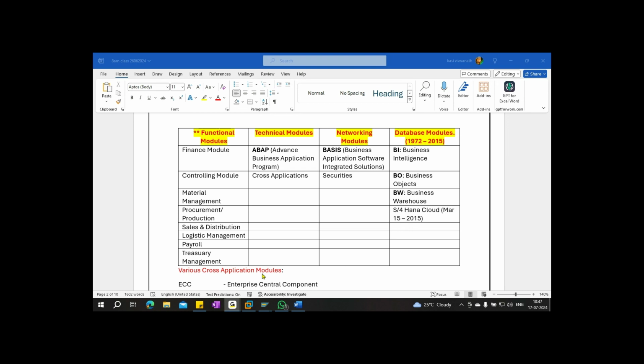Like in general, what are the programming languages? C, C++, Java, .NET. In SAP, the programming language is ABAP, Advanced Business Application Program. The second one, cross applications.